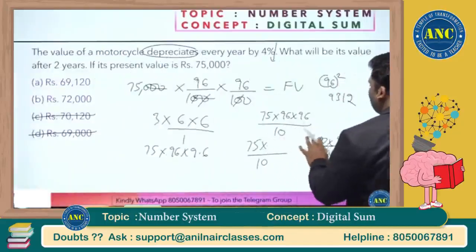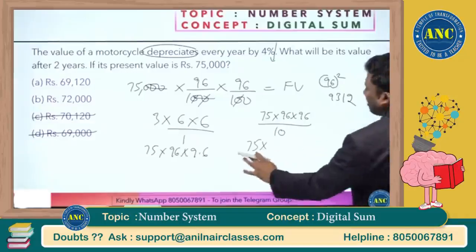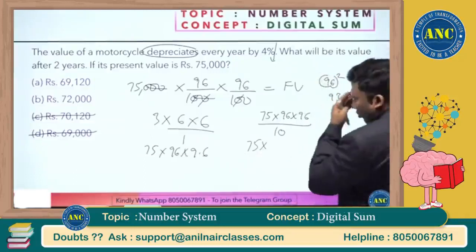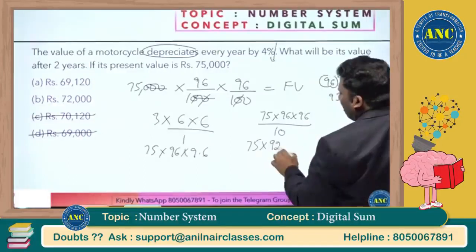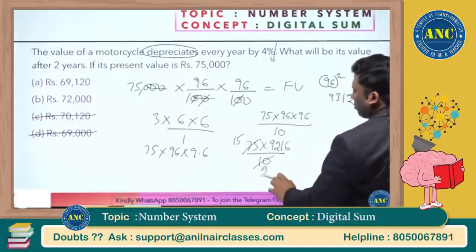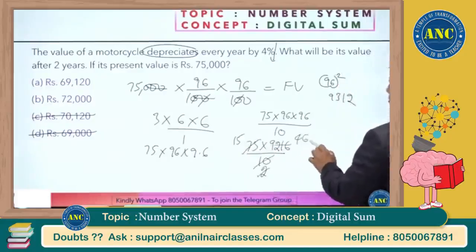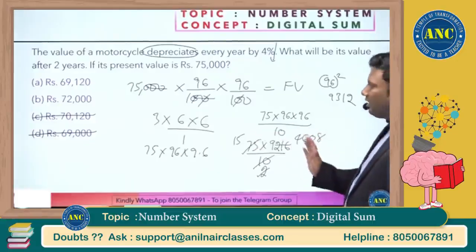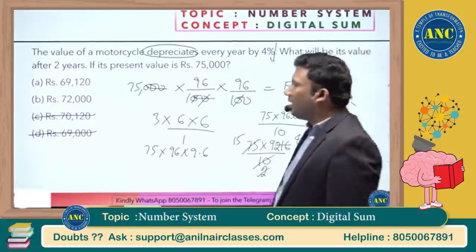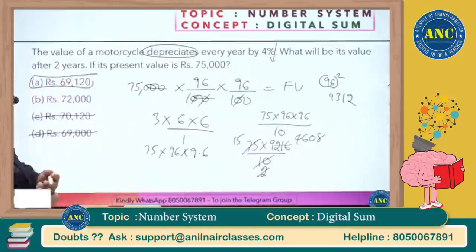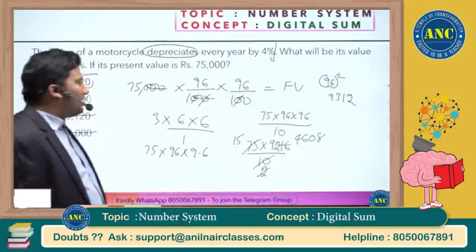96 whole square is 9216. We already discussed 96 minus 4 into 96 plus 4, plus 4 square. 75 into 9216 divided by 10. 5 15s are 75, 5 2s are 10, 246 and 208. So even if I take 4600, how much will it give? 69,000 something I am getting. So the answer is 69,120. I hope the idea is clear.